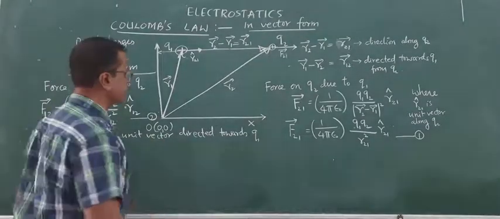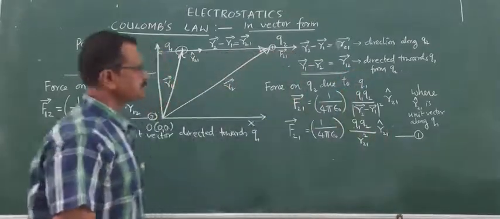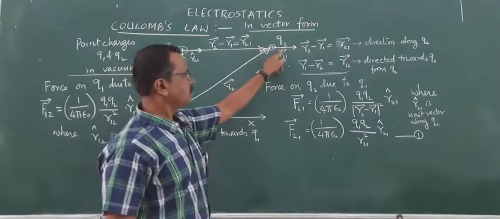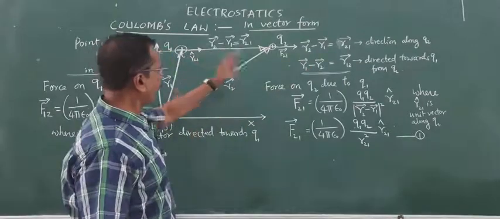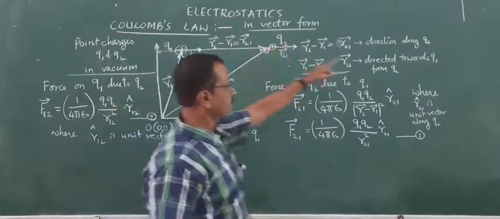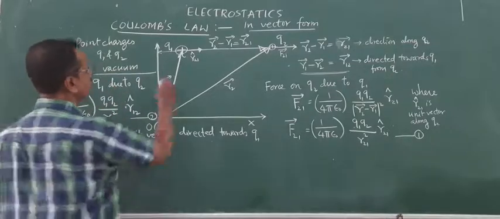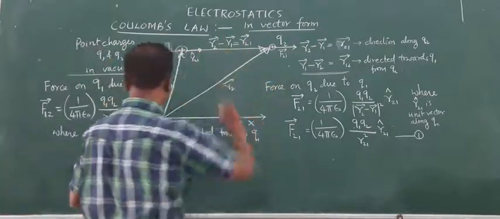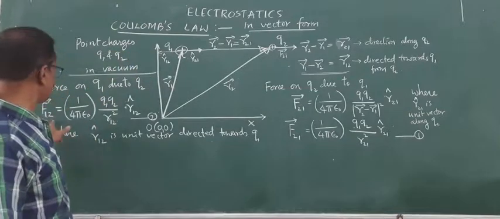From the vector diagram and the previous one, from this analysis, what do you understand? The R2 minus R1 vector is along Q2. R21 vector is along Q2. Then R1 vector minus R2 vector is directed towards Q1 from Q2, that is along Q1. So this becomes R12 cap, and the direction of force is also along the same line, F12 vector.